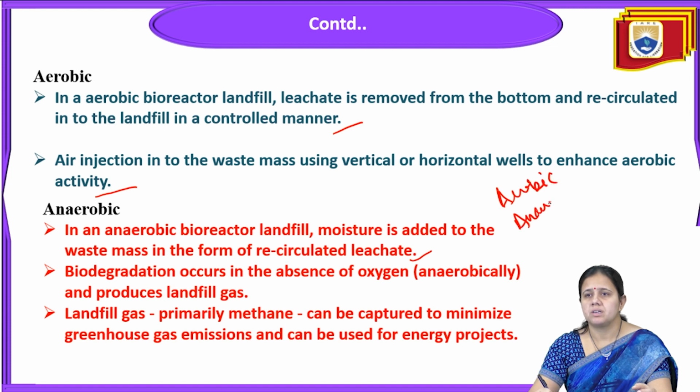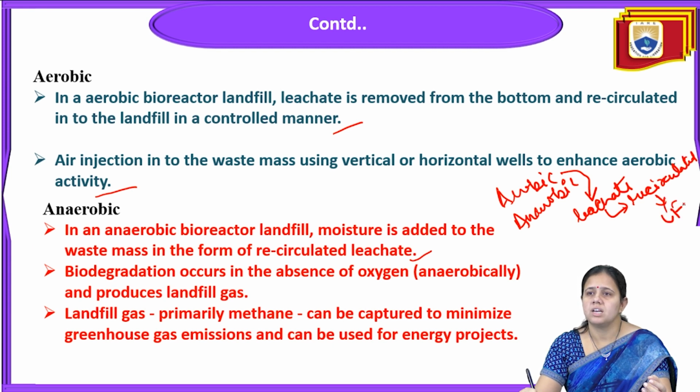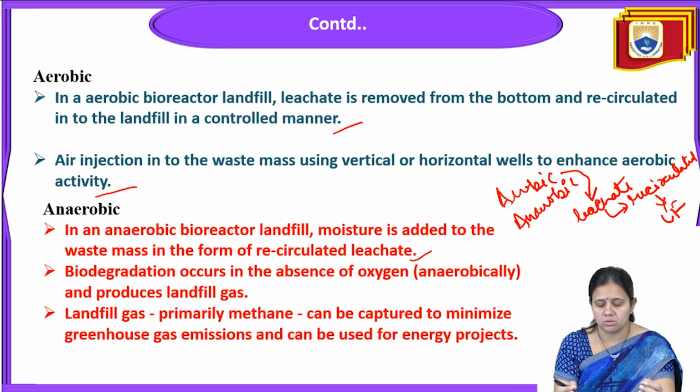Leachate is removed from the bottom and recirculated to the landfill, and air is injected into the waste mass using vertical and horizontal wells to enhance the aerobic activity. In the anaerobic bioreactor landfill, moisture is added to the waste mass in the form of recirculated leachate.